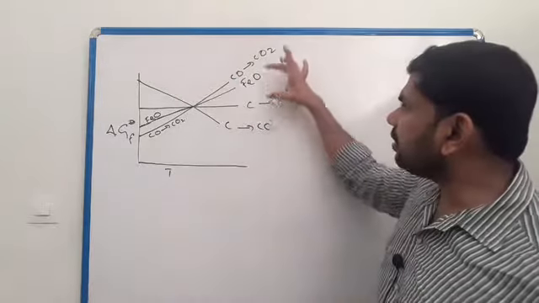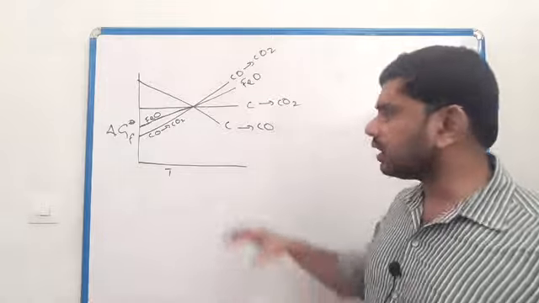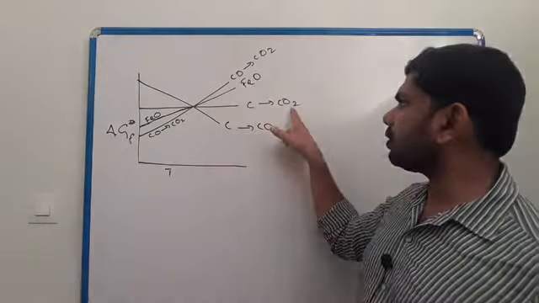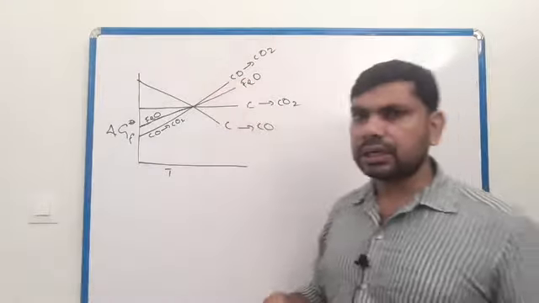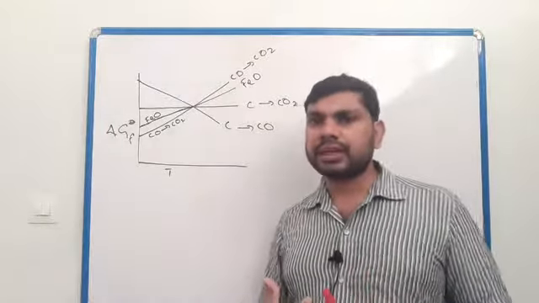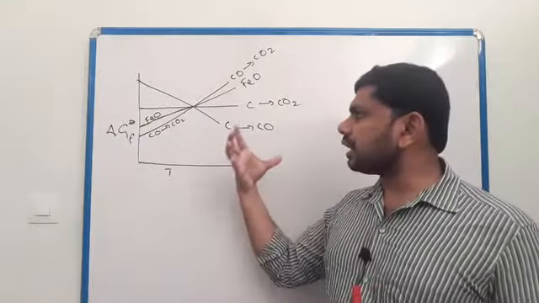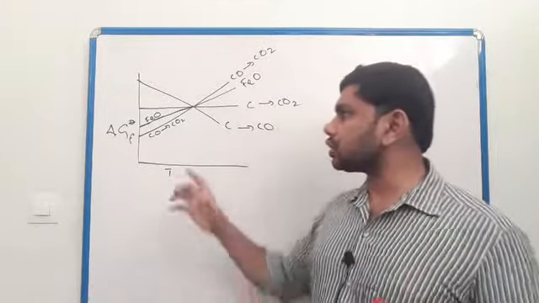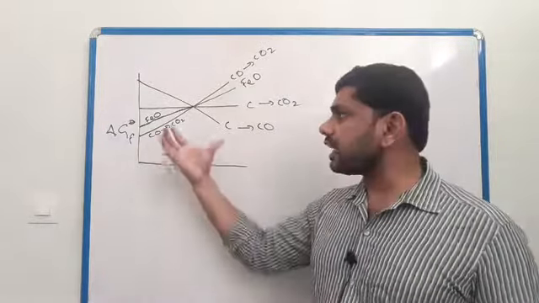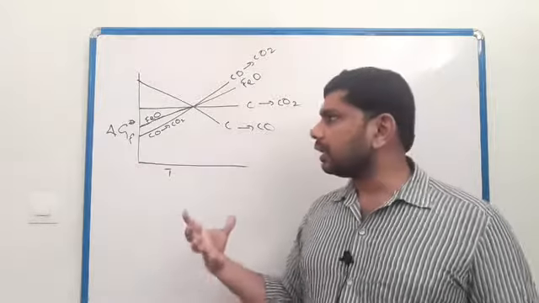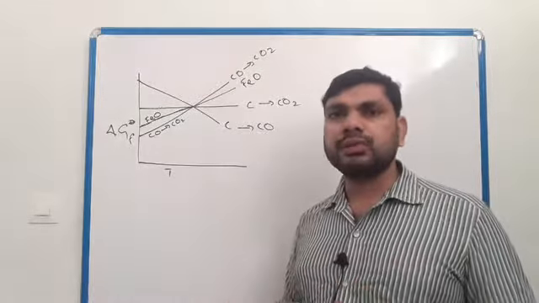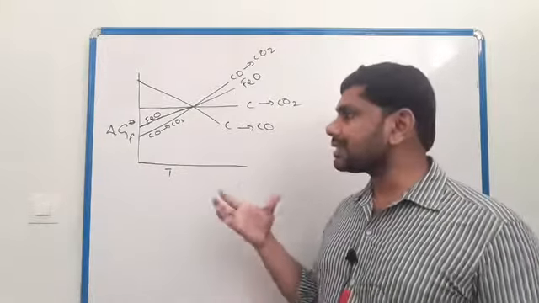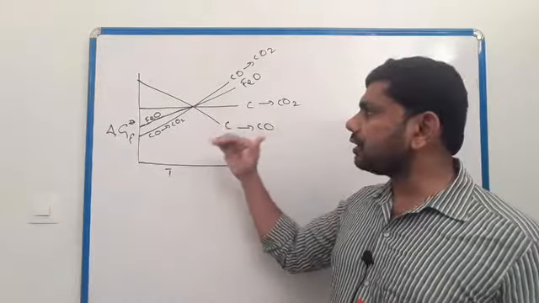There are three reducing agents: carbon to carbon monoxide, carbon to carbon dioxide, carbon monoxide to carbon dioxide. Three different chemical reactions. So which one is the better reducing agent for iron oxide? This diagram helps us to choose a better reducing agent and a better temperature. We discussed already how to choose a better reducing agent.